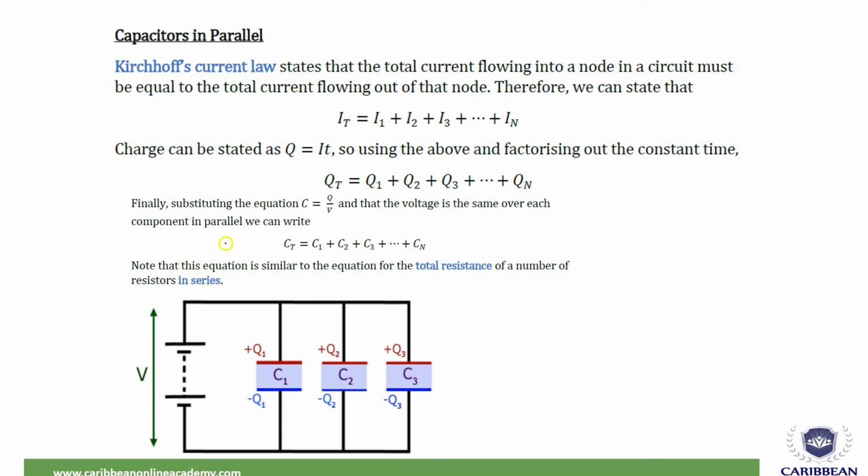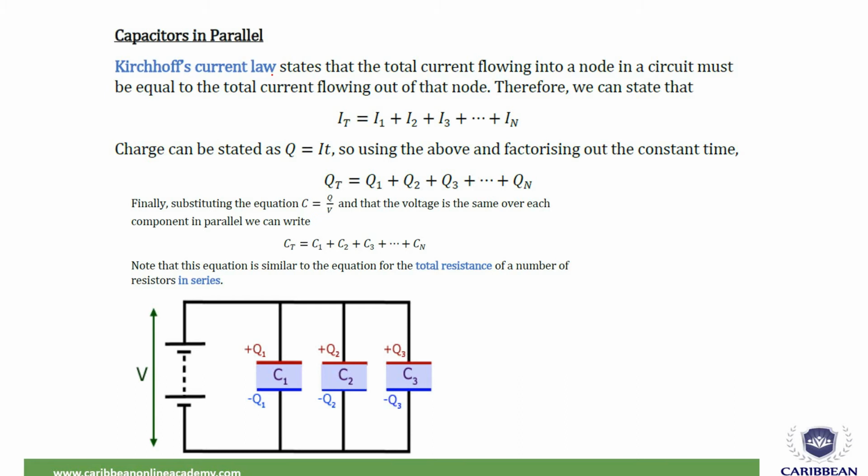Now, let's just look back at this. It says that according to Kirchhoff's current law, the sum of the current entering a node or a junction is equal to the sum of the current leaving that junction. Therefore, we could state that Kirchhoff's first law says IT is going to equal the sum of the currents going into or leaving the junction.